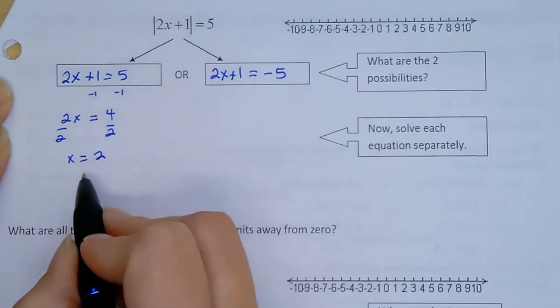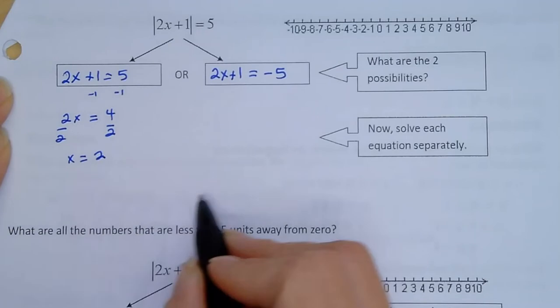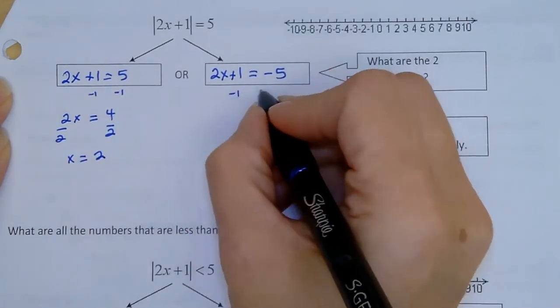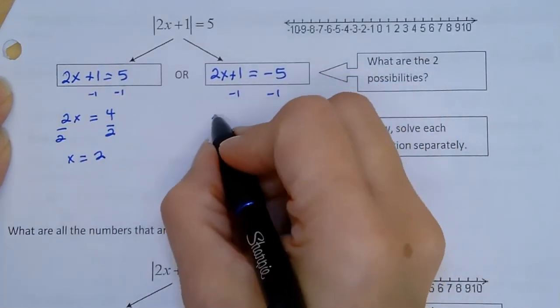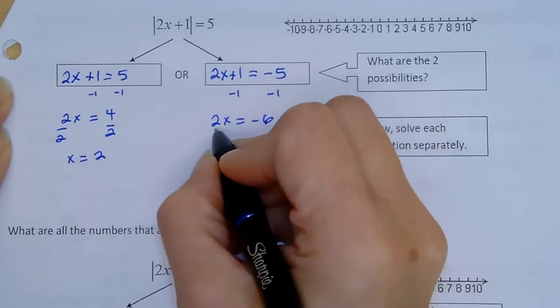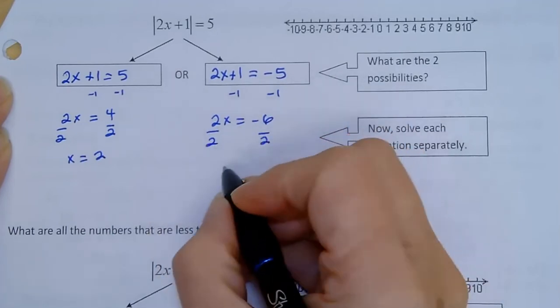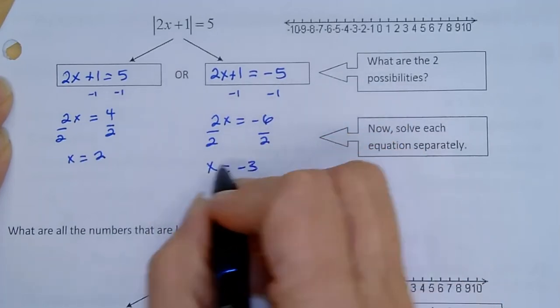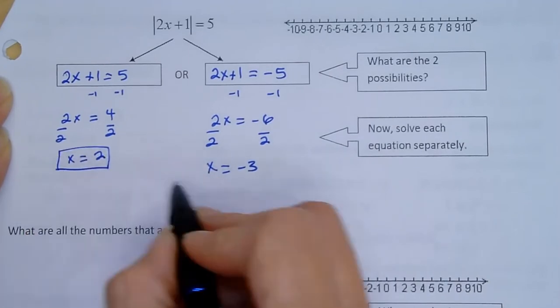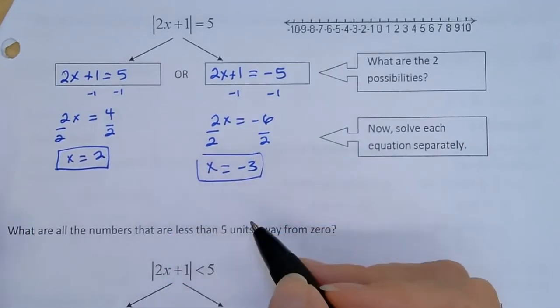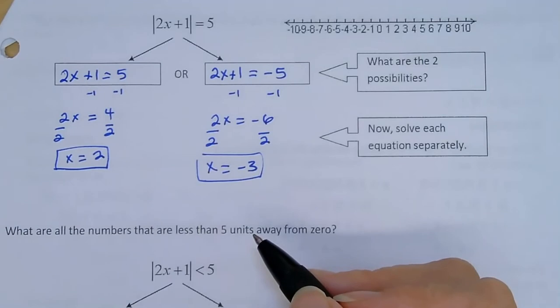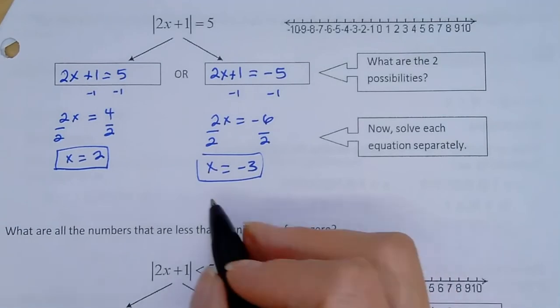This is one answer, but there is probably another answer, so I'm going to check. Over here, I'm going to subtract 1 from each side, I get 2x equals -6. Divide each side by 2, and I get x equals -3. I have two answers that will work for this absolute value equation. Two different answers, they both work.